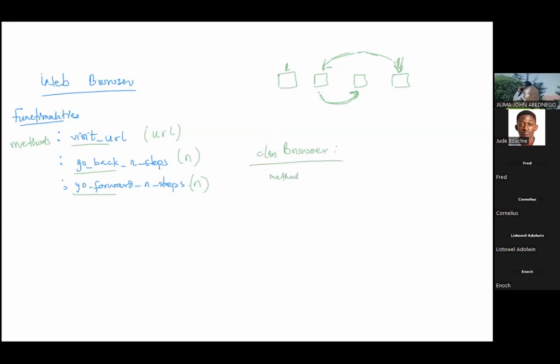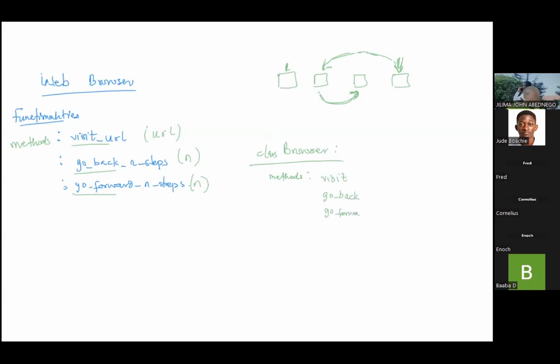And what are those methods? Well, the methods we know now are visit. We know what your system should do. We know you can visit something. It can go back, or you can just call it previous. Let's just use go back. Then it can also go forward. So these are the methods we know.